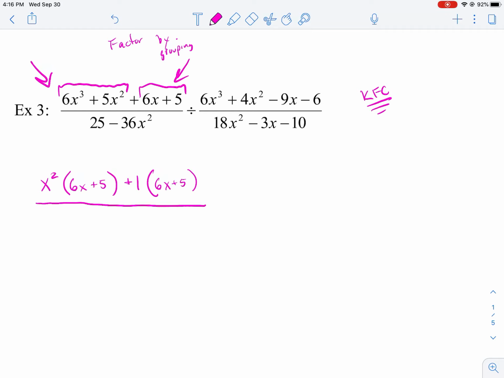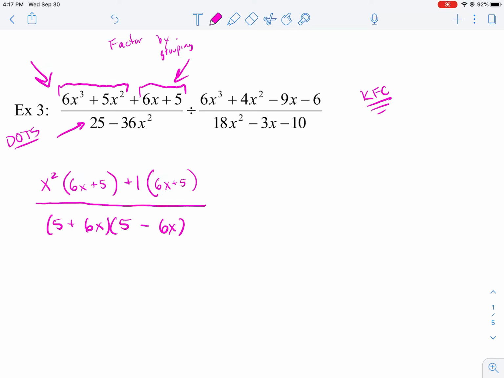The second one might not seem evident at first, but this is a difference of two squares problem, which means the first number is a square number minus another square number. So in this case, our a value, the square root of this 25, is going to be a 5. The square root of 36 is 6. I'm going to tack an x along with both sides and put a plus and minus in between.